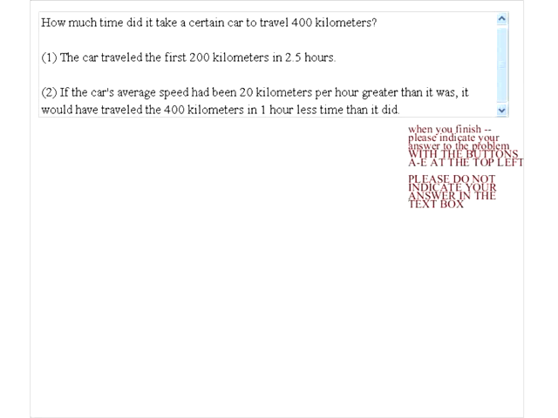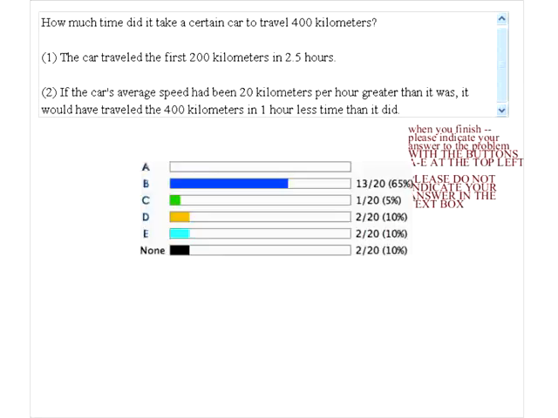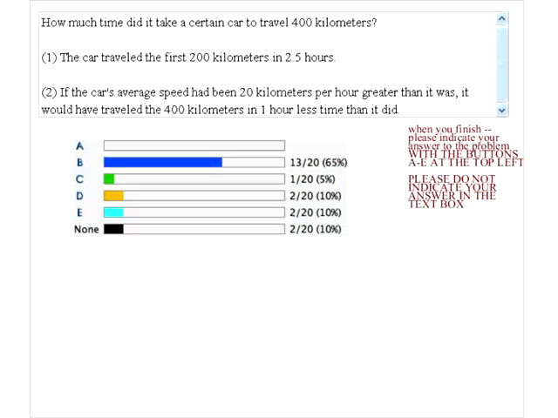Here's your polling responses. There they are. Sorry, I didn't mean to do it that way. Okay, here's your polling responses right here. Most of you got this correct. So let's look.